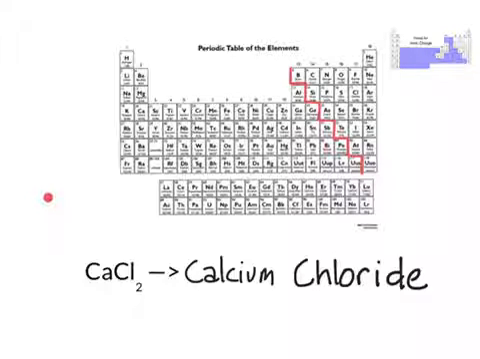Notice that we do not need to worry about this little 2 here. We don't need to put that anywhere in the name. We just find the first element, second element, change the ending of the second element, and that's pretty much it, calcium chloride.